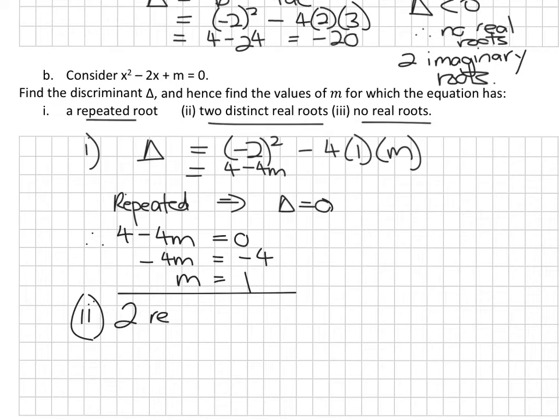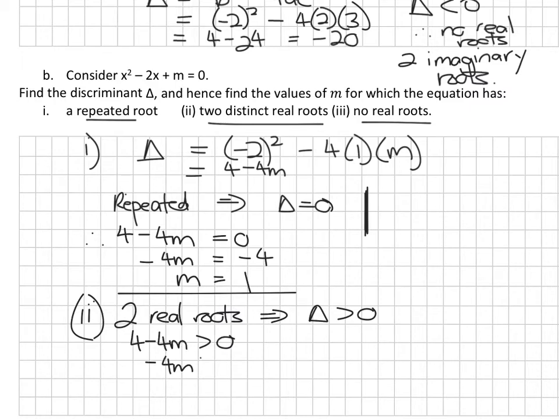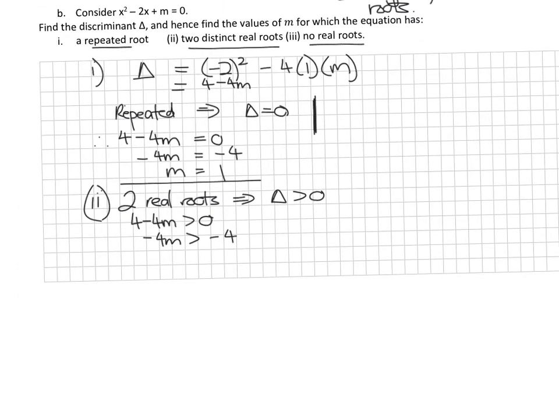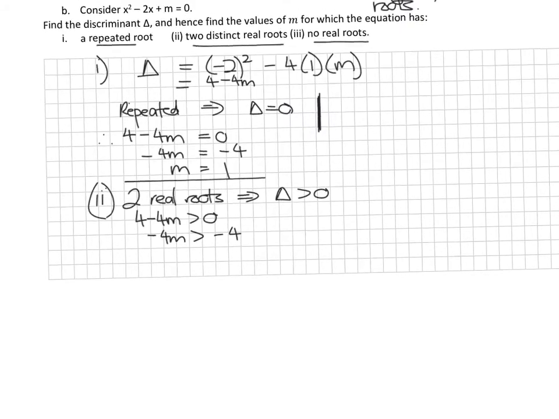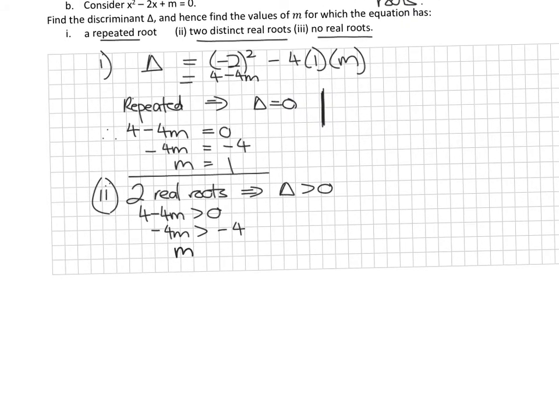Two real roots, and distinct is meaning it's not a repeated root, because this, as we said, has two roots, but one's just repeated. Two real distinct roots, that implies the discriminant is greater than 0, so we're going to go, well, when is 4 take 4m greater than 0? And that's when negative 4m is greater than negative 4. And then remember, if we're dividing by a negative, we reverse the inequality sign. So that is when m is less than 1, because we're doing negative 4 divided by negative 4, which is 1. So then m is less than 1.